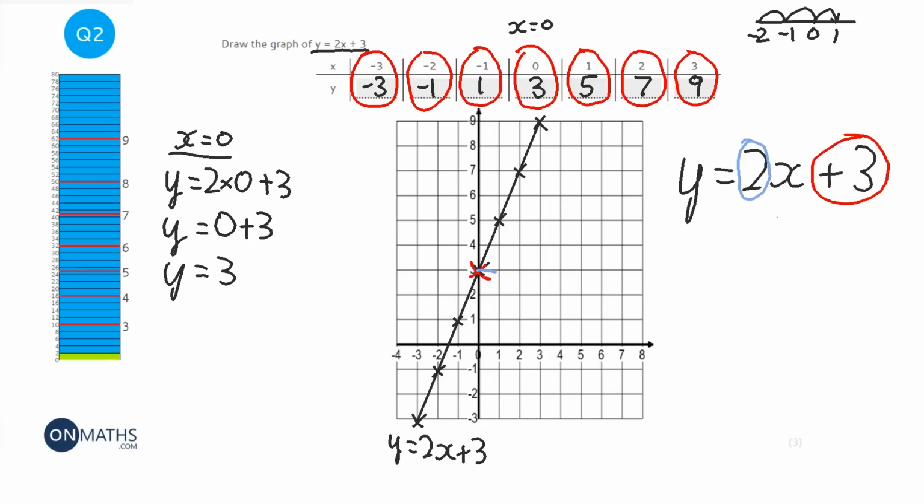So if I go across 1, it tells us how far up it's going to go. And I just do that a few times to get 3 coordinates. And I can draw my straight line graph from that, and I don't need to put the table. But if the question asks you to fill out the table, obviously you need to fill out the table.